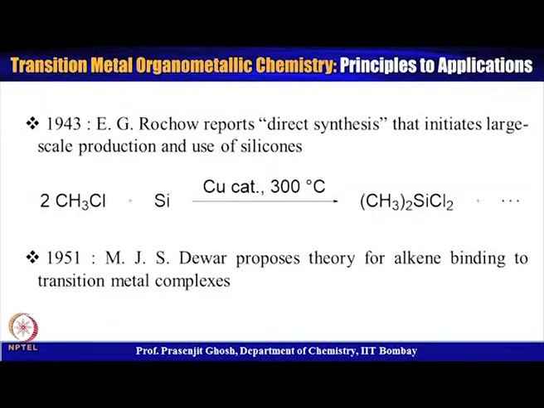Beginning from 1951, probably what one can say is the golden age of organometallic chemistry started, with many new and interesting compounds being synthesized in this period. In 1951, M. J. S. Dewar proposed the theory of alkene binding to transition metal complexes. This is a really engaging theory, as it involves the interaction of ligand orbitals with those of the metal.